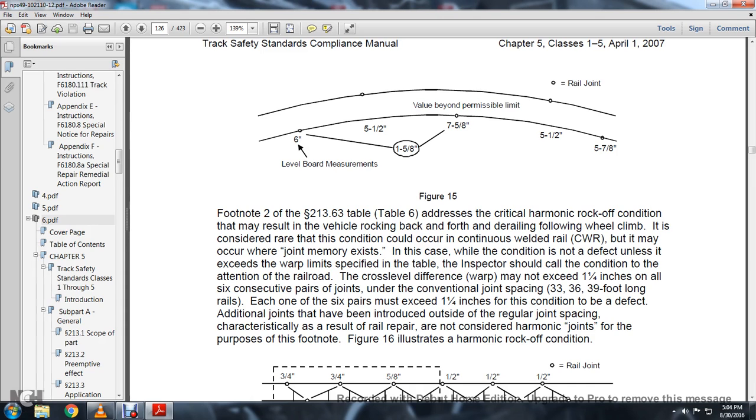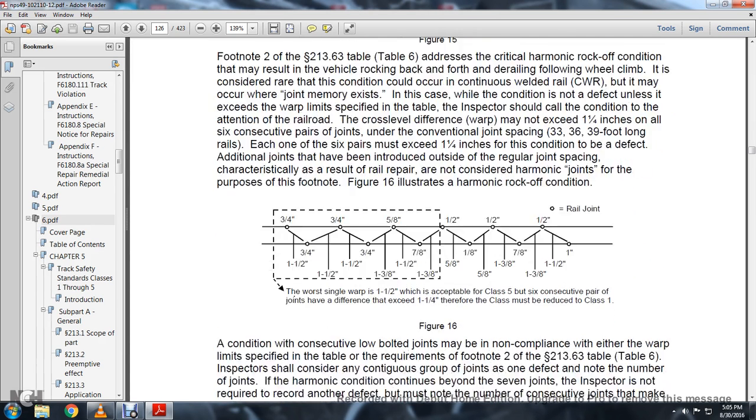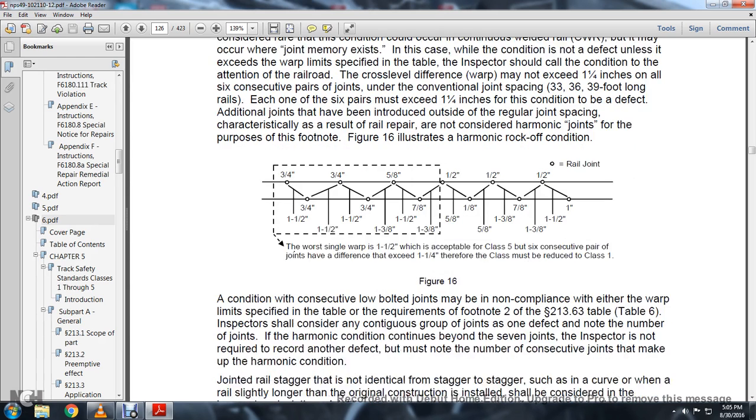The cross-level difference warp may not exceed 1 1/4 inch on all 6 consecutive joints, under the convention of joint spacing of 36 foot long rails. Each one of the 6 spacers must not exceed 1 1/4 inch for the condition to be defective. Additional joints introduced outside the regular joint spacing, characteristically as a result of repair, are not considered harmonic joints for the purpose of the footnote. Figure 16 illustrates harmonic rock-off conditions.